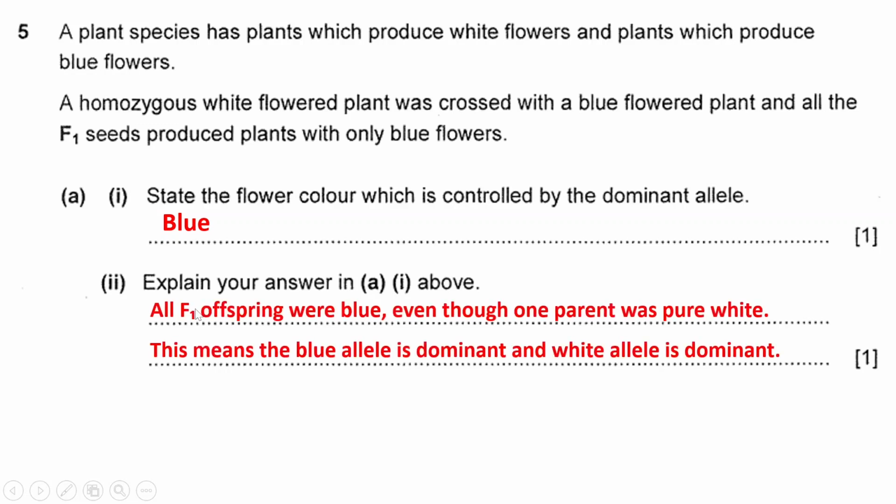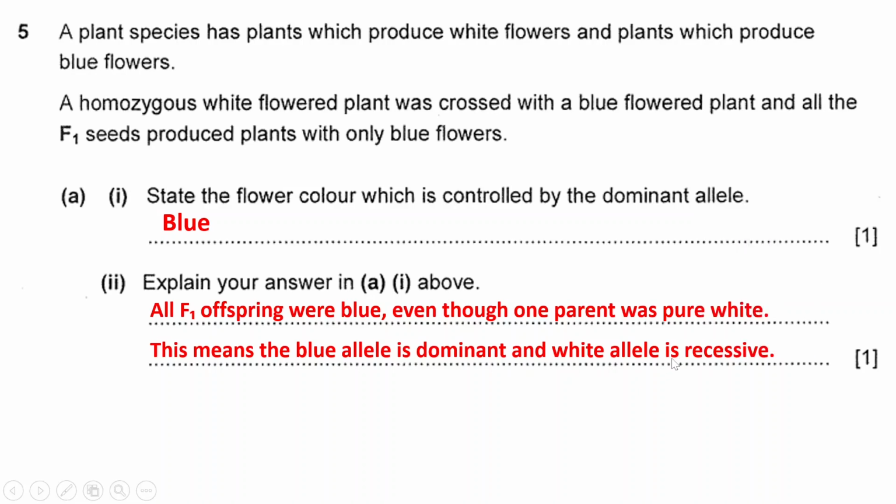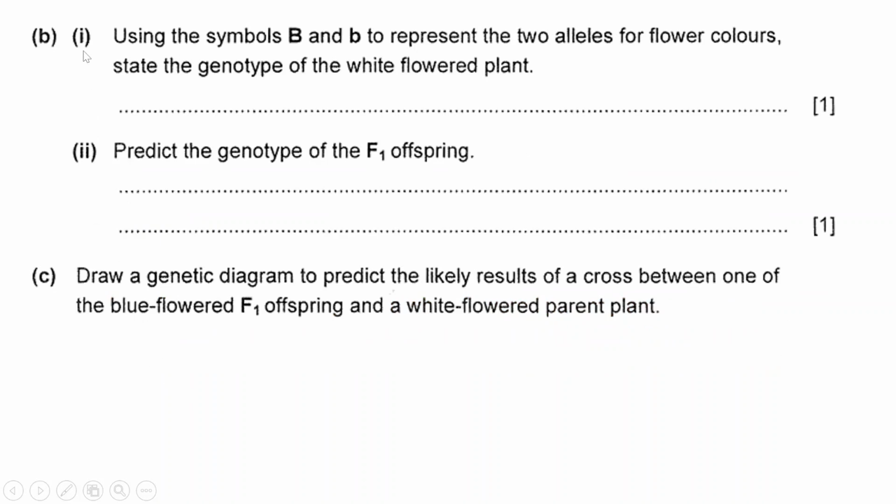So in the explanation, we'll say all first generation offspring were blue, even though one parent was pure white. This means that the blue allele is dominant and the white allele is recessive. Sorry, here I should have said recessive. Let me just change. Okay, recessive. So it has been changed. Yeah, so that is the answer here. Then we move to the next question, B.